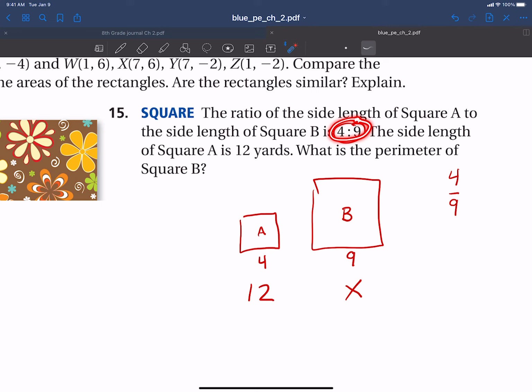I thought we weren't supposed to. Sometimes you do. I don't know. They told us right here that it was also 12. So that's how we knew, okay, this must be a reduction, right?